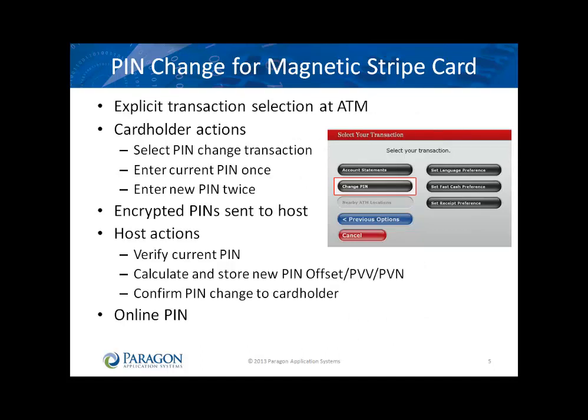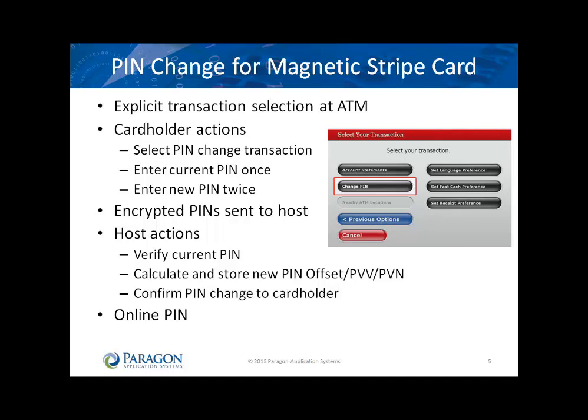PIN change is an explicit transaction selection at the ATM. It is not combined with another transaction such as a cash withdrawal. The cardholder will select the PIN change transaction, enter their current PIN, and enter the new PIN twice to make sure they enter the same new PIN both times. The current PIN and the new PIN are encrypted, and the PIN blocks are sent to the host system. The host will verify the current PIN, generate the PIN offset for the new PIN, store that PIN offset, and generate a response to the ATM that confirms the success of the PIN change transaction.